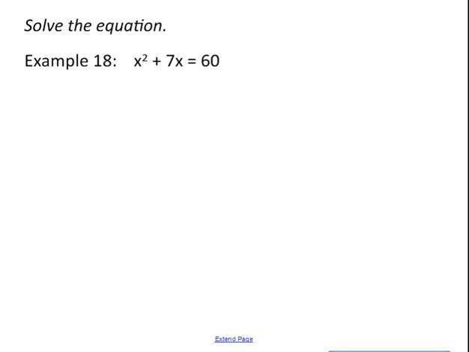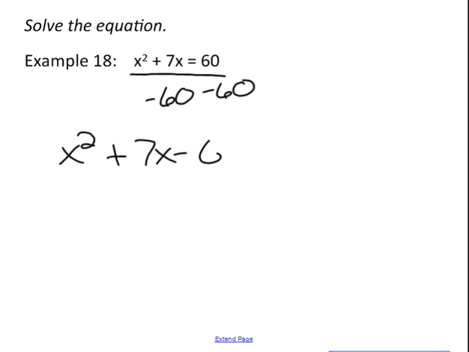When you're doing these, they do have to equal 0. In this case, it equals 60. So to equal it to 0, I'm going to subtract 60 from both sides of the equal sign. I have x squared plus 7x minus 60 equals 0. I'm going to solve by factoring. There's no GCF. It has three terms.